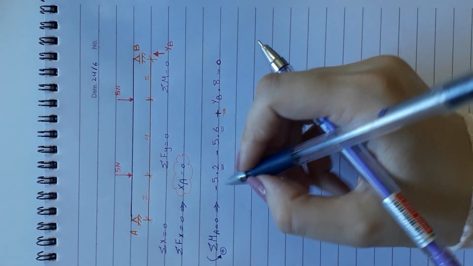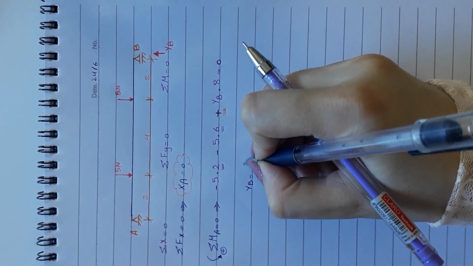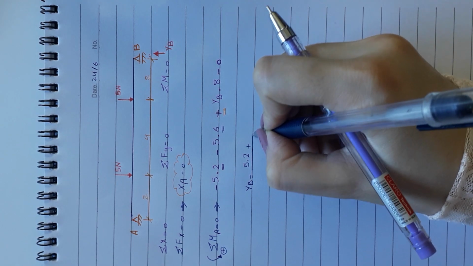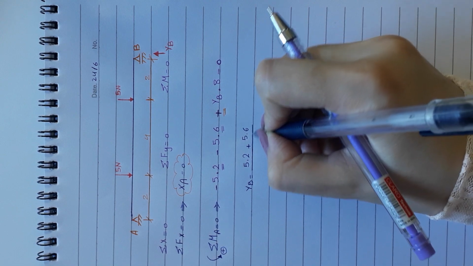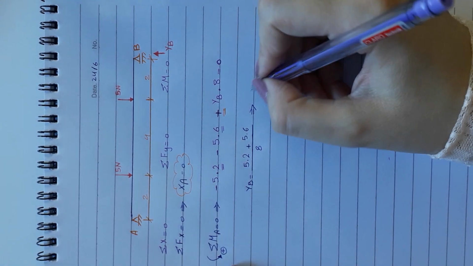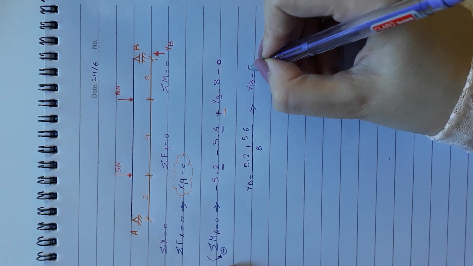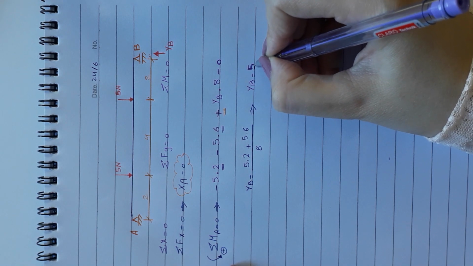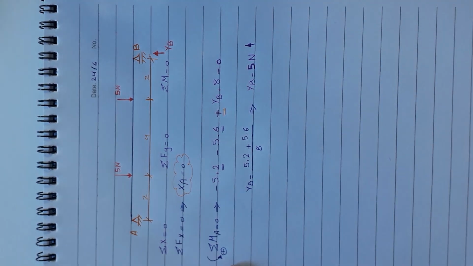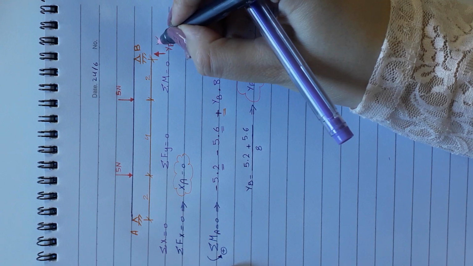I'm going to isolate YB. So we will have 5 multiplied by 2 plus 5 multiplied by 6, over 8. Using the calculator, we can find that YB is 5 Newton and the answer is positive. That means that the direction we assumed is right.